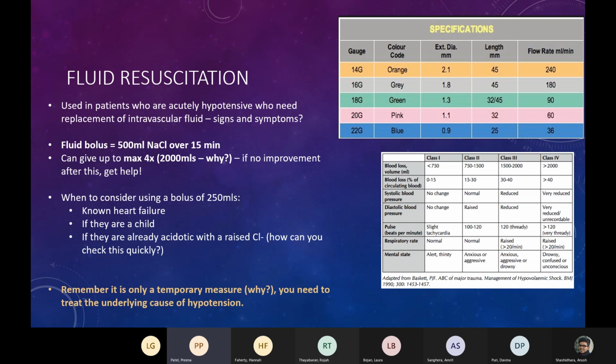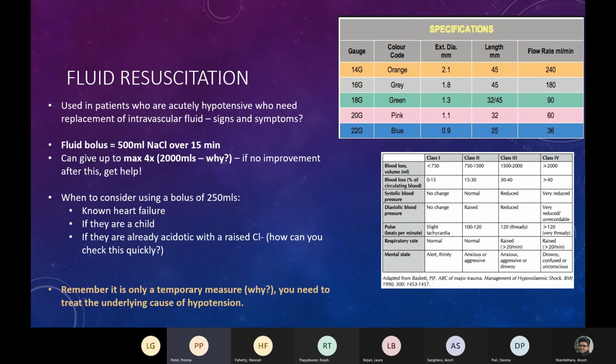Does anyone have any idea when you would do that? There are multiple correct answers. Yep, heart failure, definitely. Renal impairment, yep. So you guys have got the 2 big 4th-year ones.